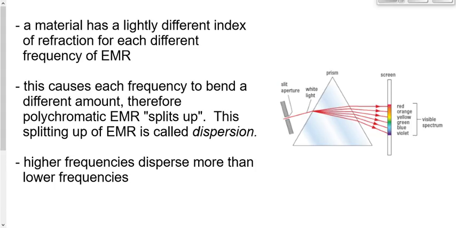Why does it do that? Well, because this glass has a slightly different index of refraction for each frequency. The index of refraction of this glass for red light is less than the index of refraction of glass for violet light. That causes red light to bend less than violet light. And because red light bends less than violet light, it ends up coming out on the other side in a different place.